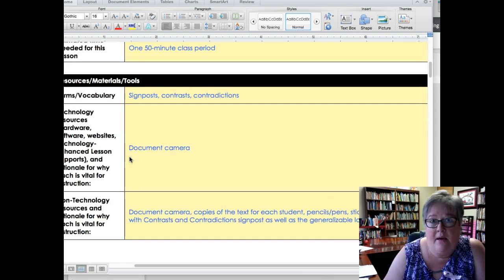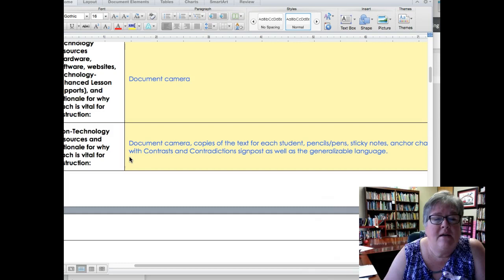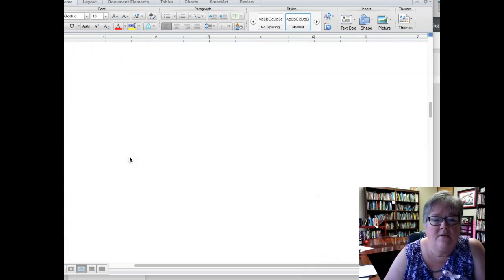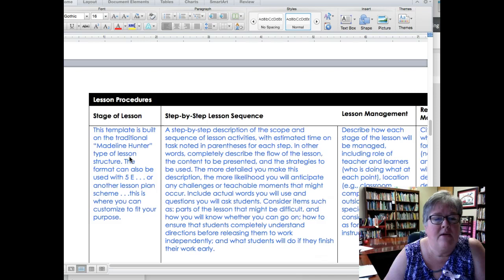I need a document camera for it. I could have done it without a document camera. I could have projected the text using my computer and annotated that way. I also need copies of the text for each student, pencils, pens, sticky notes, an anchor chart. Those are my materials. I don't know why there's a blank page.